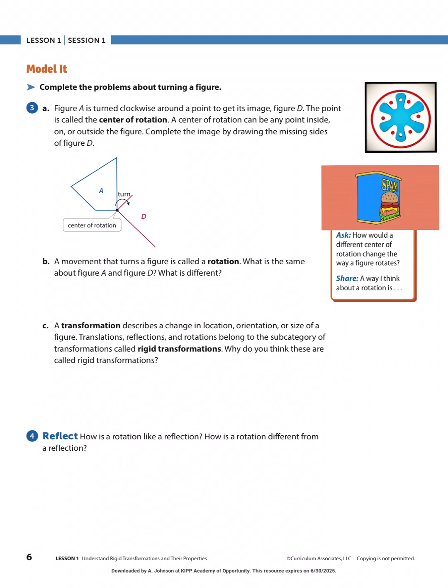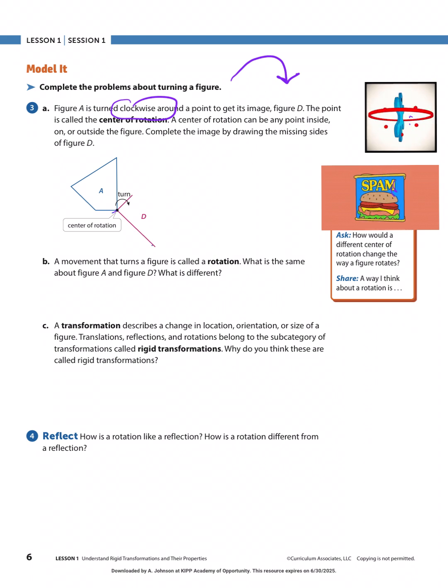One more type of transformation, and we've got some little visuals here, and that's for a rotation. So you can rotate or you can turn a shape, and that's also going to be a rigid transformation. So we have figure A, it's turned clockwise. Clockwise is the direction that a clock goes, so it's going to turn this way, and it's going to give us figure D. And we're rotating around this point right here, and they want to see, what does figure D look like?